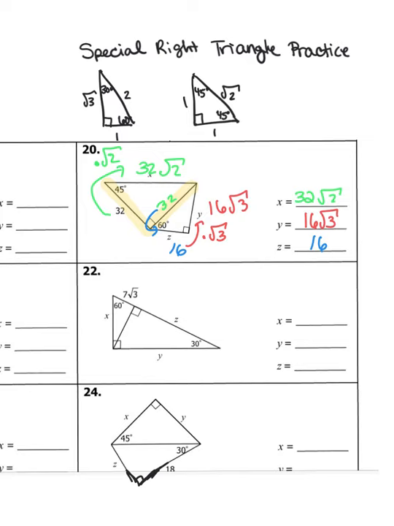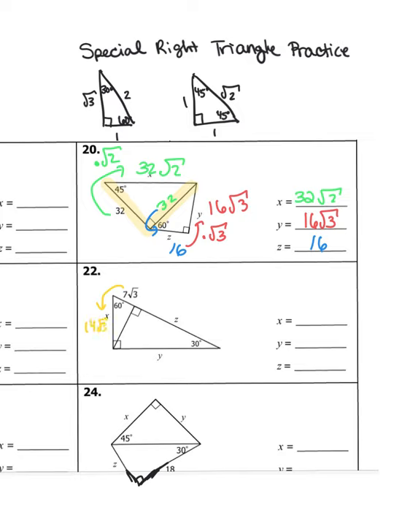Okay, so 22, like I said before, has two 30, 60, 90 triangles set up on top of each other. So we're going to look at the one with information, which is this one right here. This side that it's showing is actually across from this one's 30-degree angle. So this is the short side right here. So to go from my short side to my hypotenuse, I have to multiply by 2. So this is going to give me 14 square roots of 3.